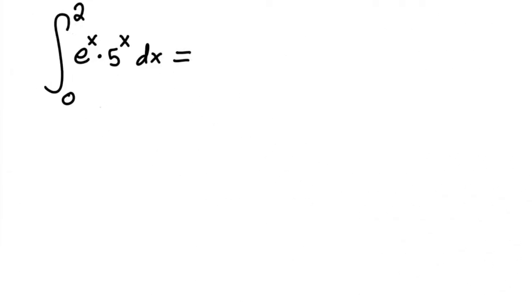Okay, so this one at first glance looks incredibly confusing. I mean, how could you possibly find the antiderivative of a product with what we know so far? But there's a little workaround here. You can rewrite this, instead of e to the x times 5 to the x, as 5e all to the x. I mean, this is exactly the same thing, right?